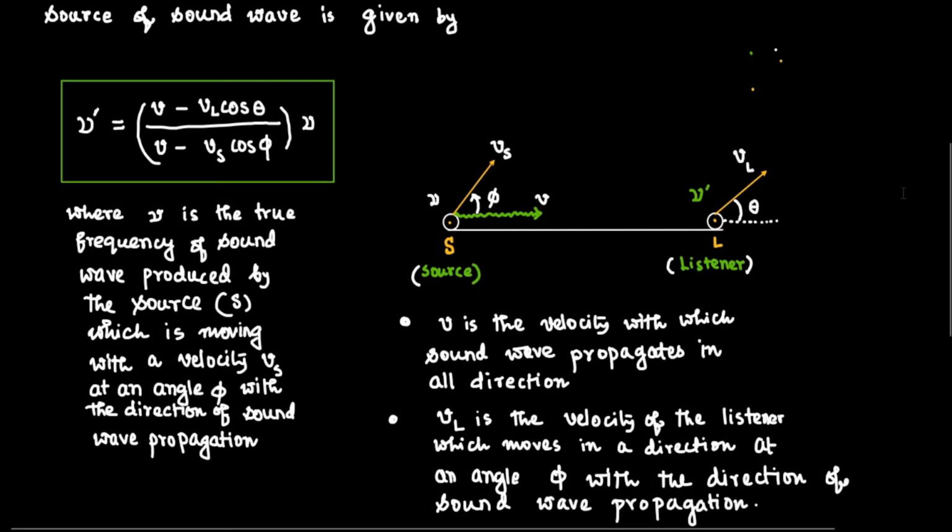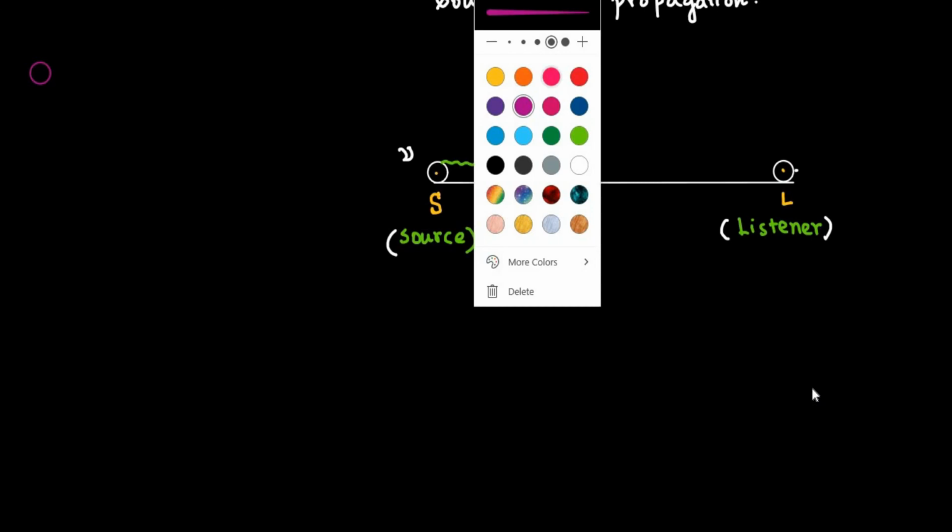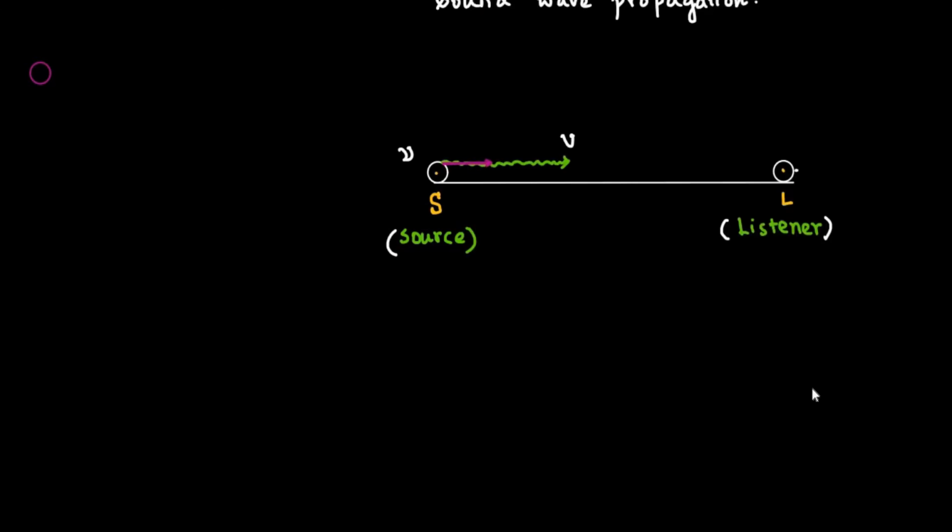In the diagram, sound wave propagates with velocity v towards the listener. Nu is the true frequency or actual frequency, and we assume that the source is traveling towards the listener, and the listener is traveling with the velocity vL in the same direction as that of the source. That means source and listener are moving in the same direction.